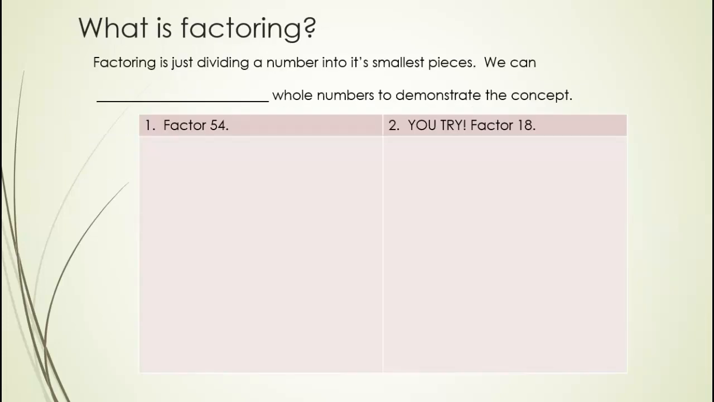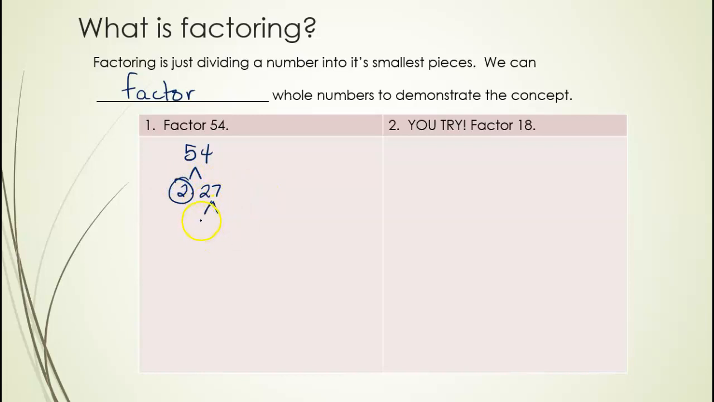Factoring is just dividing a number into its smallest pieces. We can factor whole numbers to demonstrate the concept. So let's factor 54. I want to find all the things that multiply together to make 54. Well, if I divide 54 by 2, I get 27. 2 is prime, so I stop there.